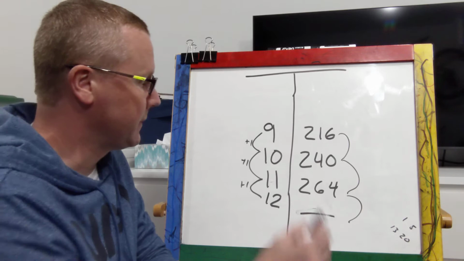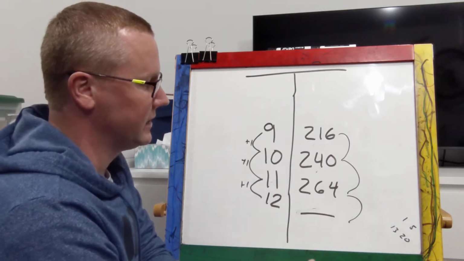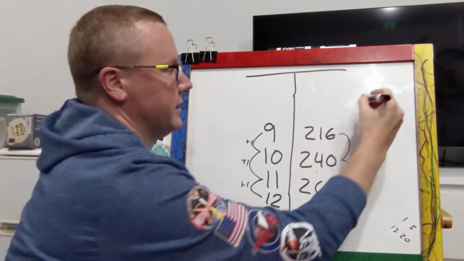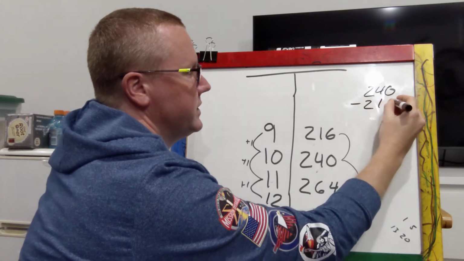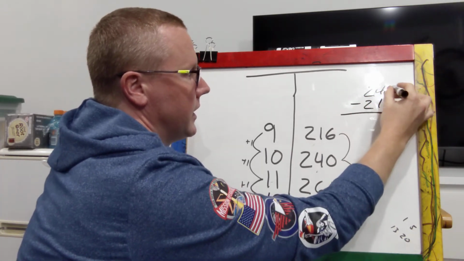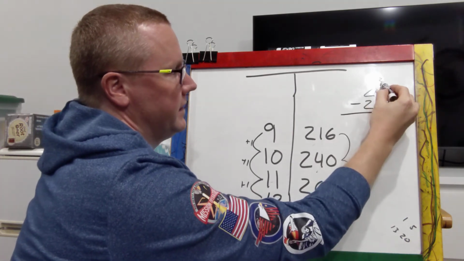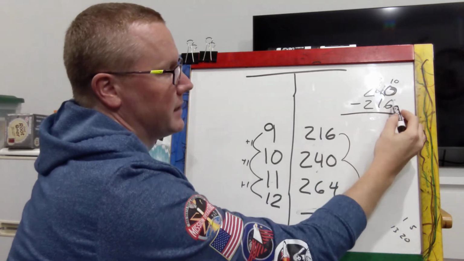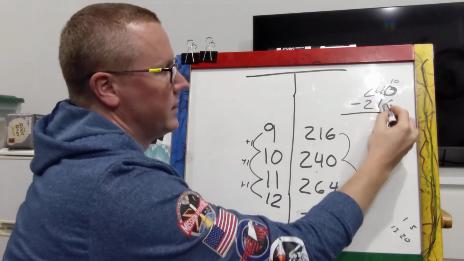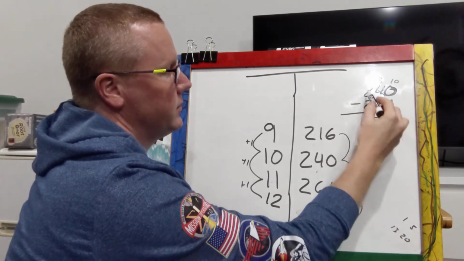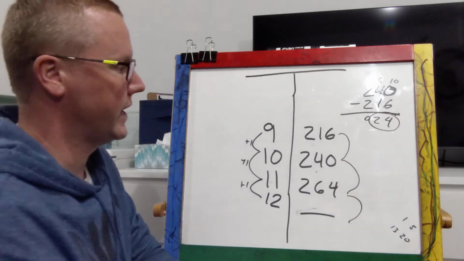Well, one of the ways is I could just subtract 240 minus 216 to see how big the jump was right here. So I can do 240 minus 216. Ooh, I can't take away 6 from 0, so I'm going to have to borrow from here. And that gives me 10 in my ones now. And 10 minus 6 is 4. 3 minus 1 is 2. And 2 minus 2 is 0. So it's going up by 24 every time.